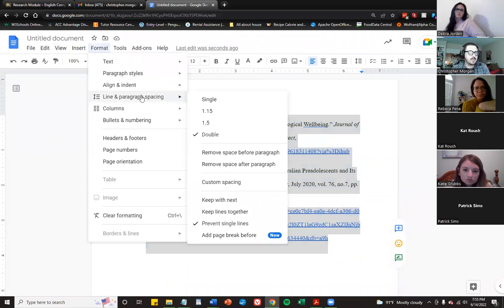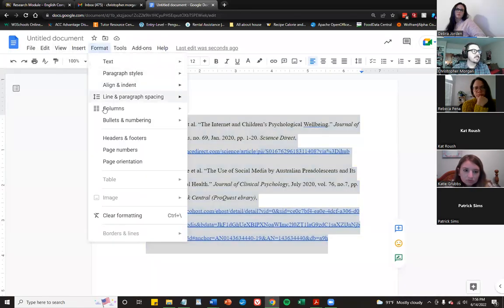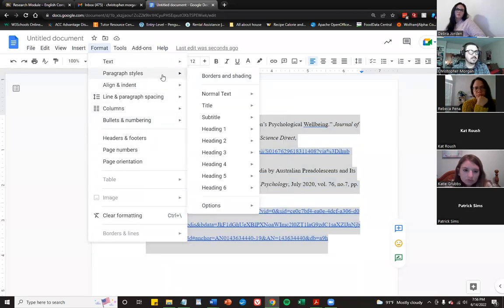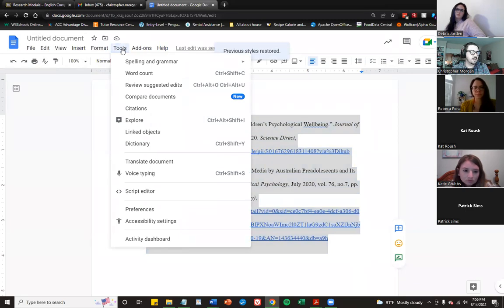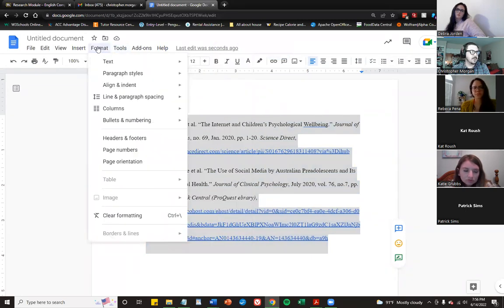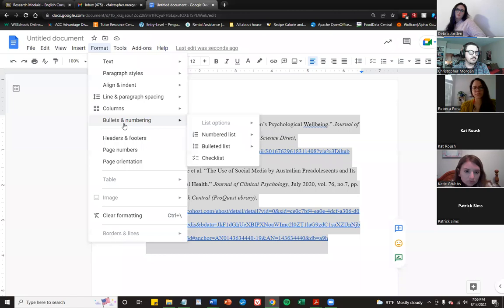Line spacing and paragraph. Custom spacing, add page break. Where did they put all this stuff? Borders and shading. Reset styles. No, that's not it. Huh. I'm going to have to nose around in Google Docs. If anybody knows how to do it in Google Docs, there's definitely tutorials for it. But it used to be I would go to format and under paragraph styles, it would be under options. But it looks like it's moved or they've moved it around.